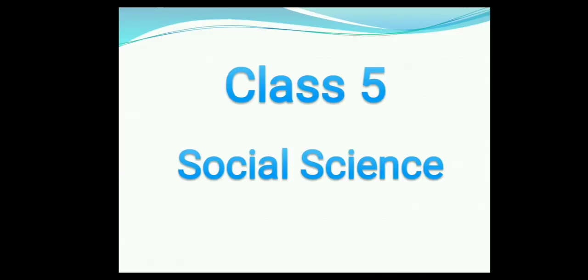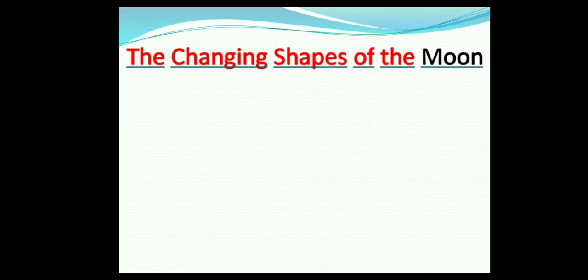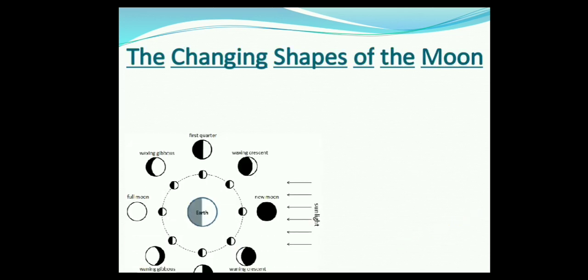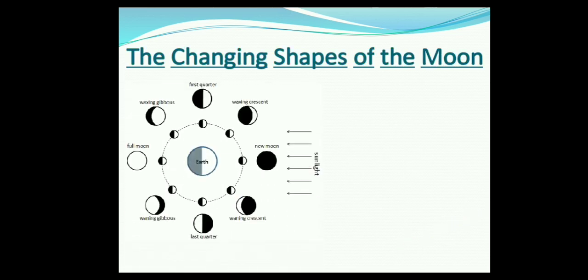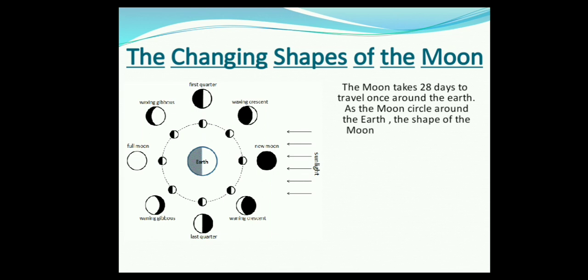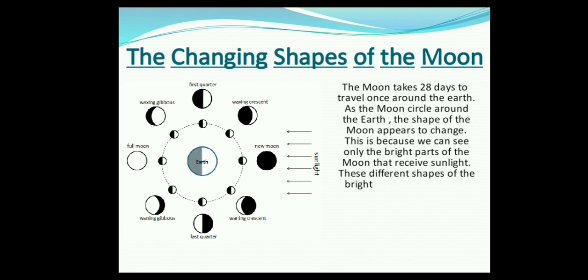So, today I am going to teach you social science, and today's topic is the changing shape of the moon. You can see the picture here, the changing shape of the moon. The moon takes 28 days to travel once around the earth. As the moon circles around the earth, the shape of the moon appears to change. This is because we can see only the bright side of the moon that receives sunlight.